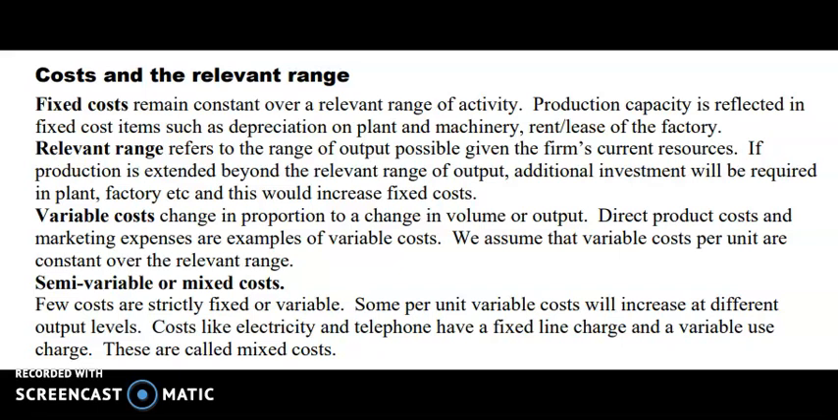Semi-variable or mixed cost. Few costs are strictly fixed or strictly variable. Some per unit variable cost will increase at different output levels. Costs like electricity and telephone have a fixed line charge. We have to pay a certain amount of fixed cost and variable usage charges.